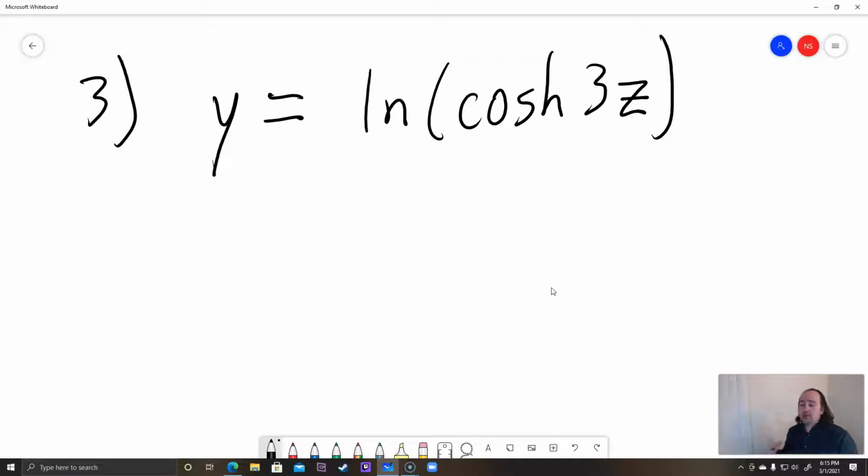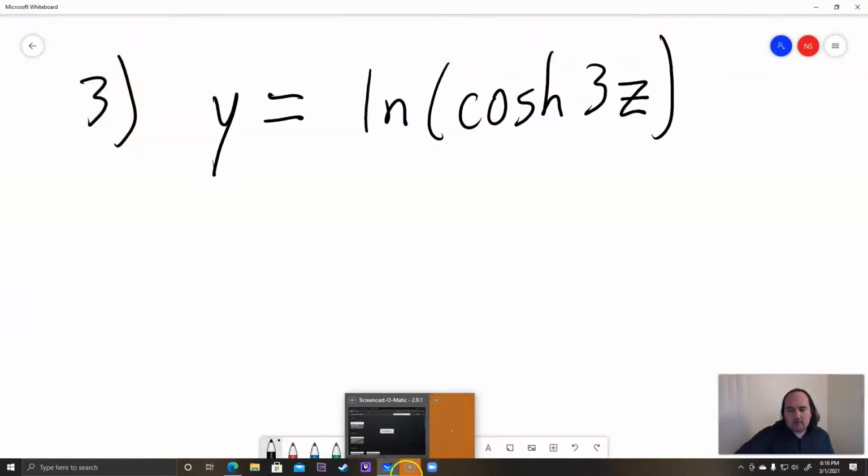So here our independent variable is z, just like t was our independent variable in the last problem. So taking the derivative here, you need to be familiar with the chain rule. And remember, with the chain rule, that's when you have a composite function. Okay? So with a composite function, you have an outer function and an inner function.